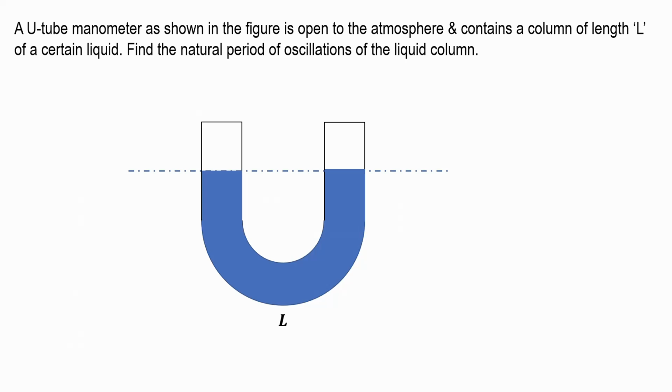Now let us see some more examples. Suppose we are having a U-tube manometer as shown in the figure and it is open to the atmosphere. It means that the same pressure is acting from both the sides and hence the liquid level is the same in both the limbs or in both the legs.